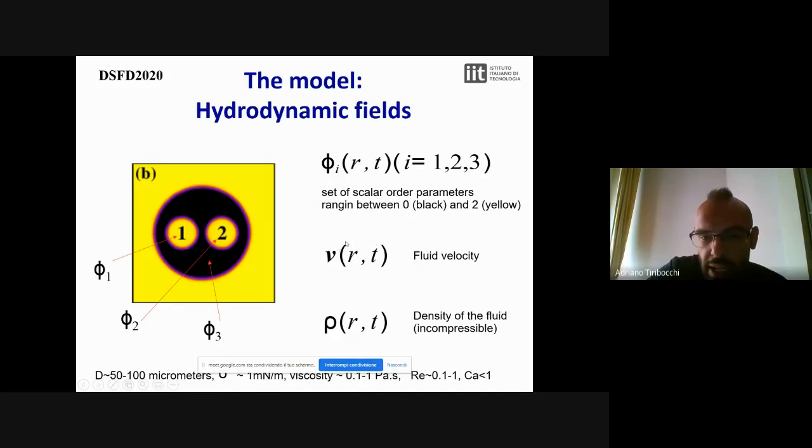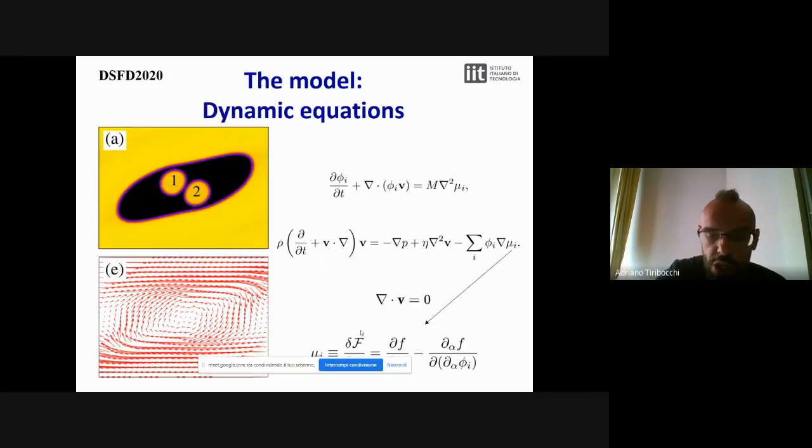Then you need a vector field, which is the fluid velocity, and a further scalar field, which is the density of the fluid in the limit of incompressible fluid. Each of these fields is governed by an evolution equation, which are also rather well known. So the concentration is governed by a convection-diffusion equation, the first one. So you have a number of equations which is the same as the number of phases in the system.